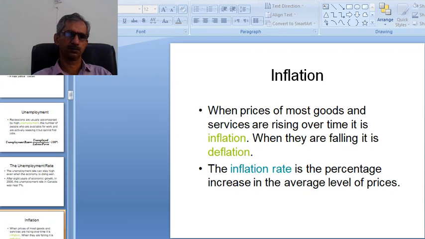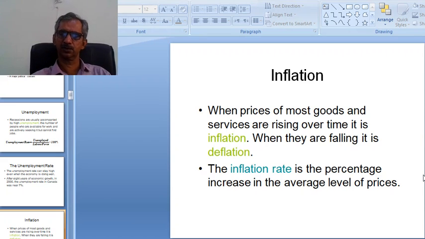Another topic which is very interesting and people are very much interested to study and learn is inflation, and it's generally called the price level. When prices of most goods and services are rising over time, it is inflation. When they are falling, it is deflation. So separately we will discuss inflation.